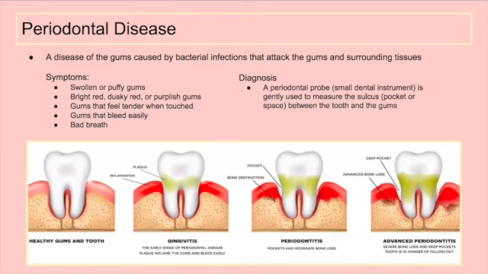Periodontal disease symptoms include swollen or puffy gums, bright red, dusky red, or purple colored gums, gums that feel tender when touched, gums that bleed easily, and bad breath. Periodontal disease is most commonly diagnosed by a dental professional using a periodontal probe.